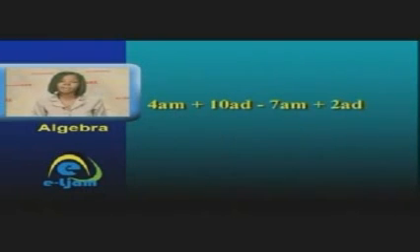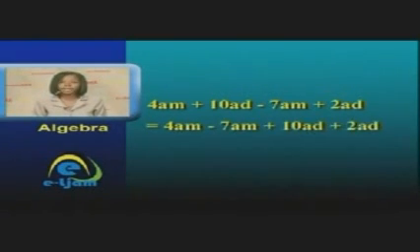What about 4am plus 10ad minus 7am plus 2ad? In this example, we have two sets of variables, am and ad. So how do we go about grouping like terms? Let us rewrite the expression putting like terms together. 4am plus 10ad minus 7am plus 2ad becomes 4am minus 7am plus 10ad plus 2ad.